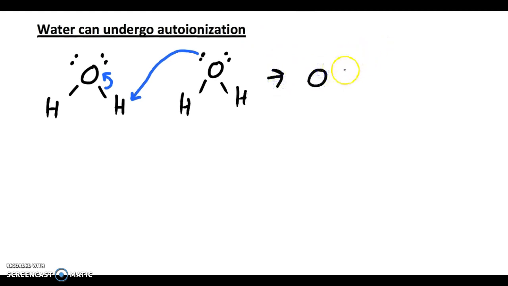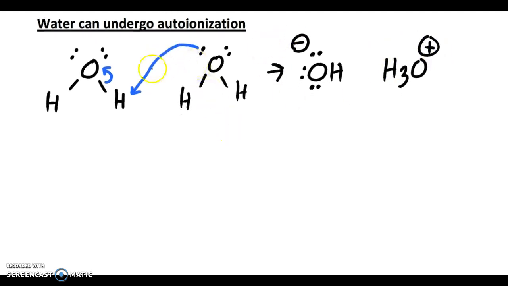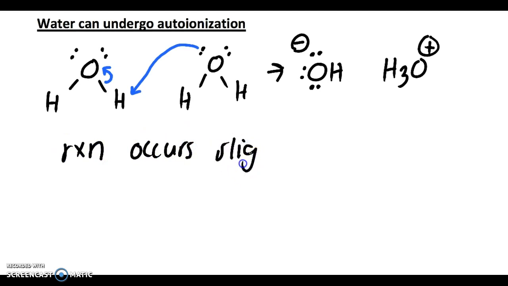So first OH lost H, and it gained that pair, thus it acquired a negative charge. And then we have H3O, which has a positive charge. So this doesn't happen all the time, but it does happen. So we can say that the reaction occurs slightly. And then I will continue in the next video.